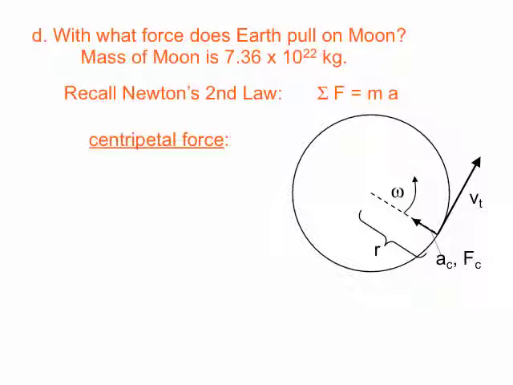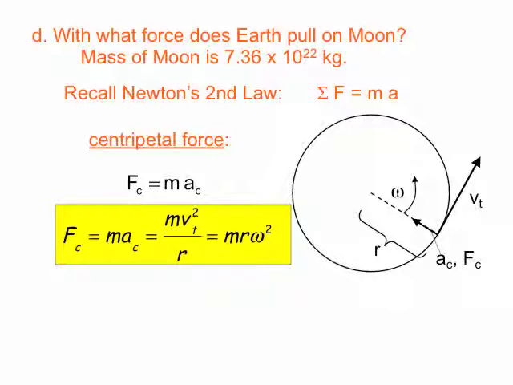Let's use the mass of the moon. Remember, the total force is mass times acceleration. So that also means that it's the centripetal force. There are a number of different ways to figure out centripetal force. We could have mass times centripetal acceleration, which could also be mass times tangential velocity squared over the radius, or it can be mass times the radius times the angular velocity squared.